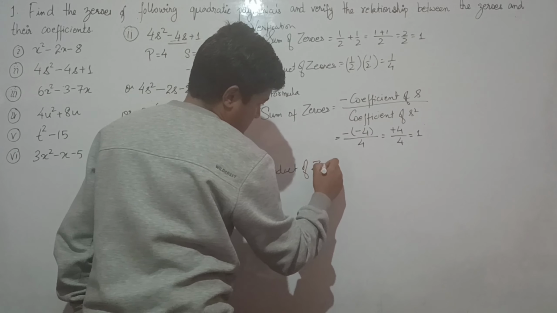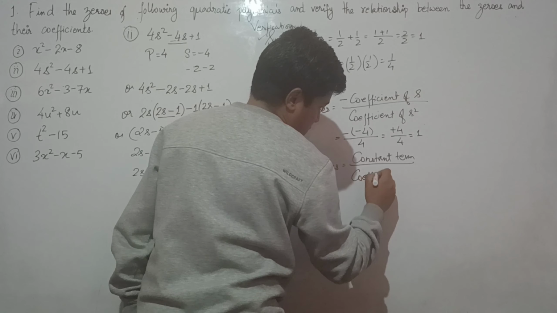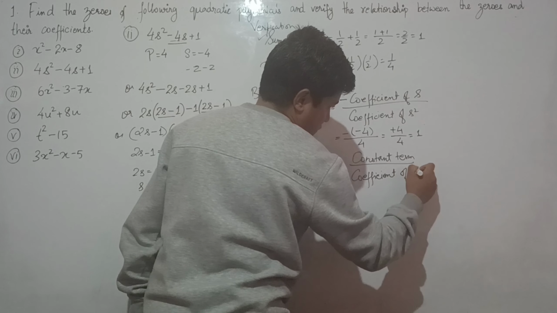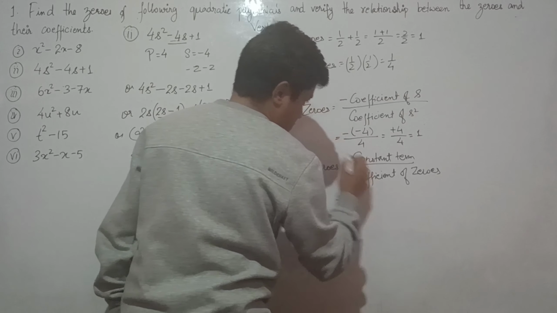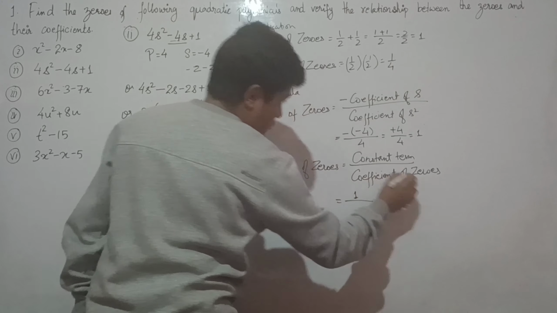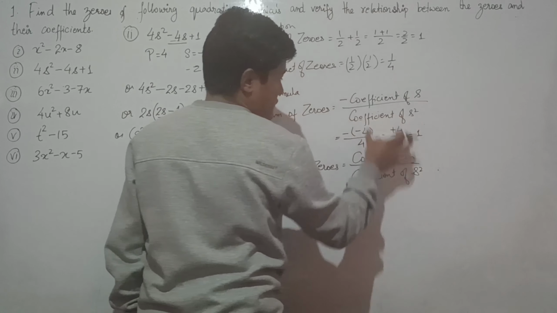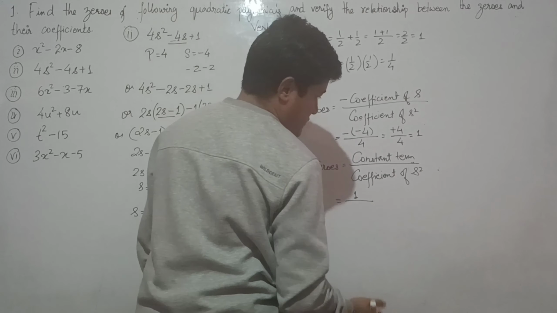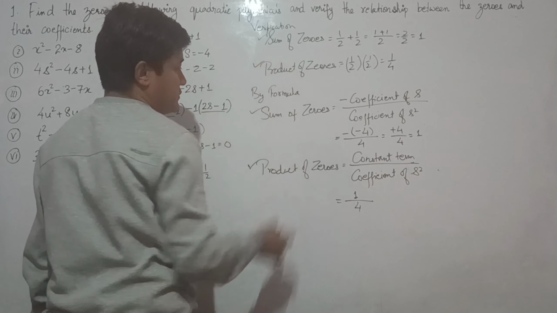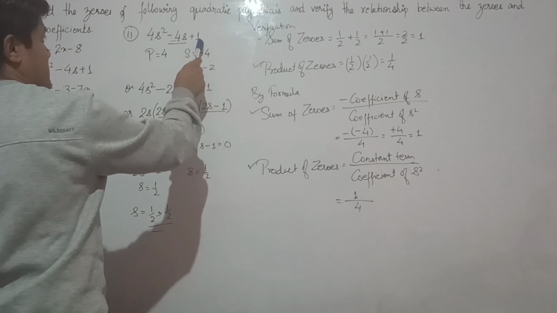Product of zeros equals constant term by coefficient of x square. The constant term is the term which does not have the variable. In both formulas the denominator is the coefficient of the variable square, which is 4, so directly 1 by 4. The product is also verified.